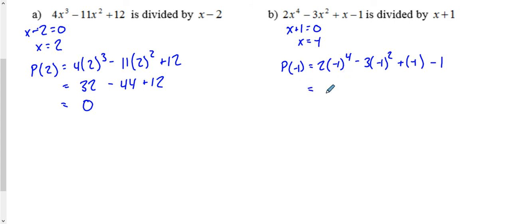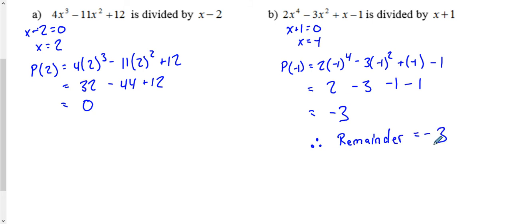Let's see what we end up getting here. In this case here, that's just going to be 2. This one here is just going to be minus 3, minus 1, minus 1. And so here, if we add all of this up, you end up with negative 3. Therefore, in this case, if you took this polynomial and divided it by x plus 1, you'll have a remainder equal to negative 3.